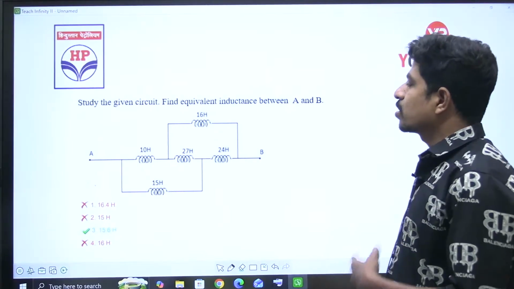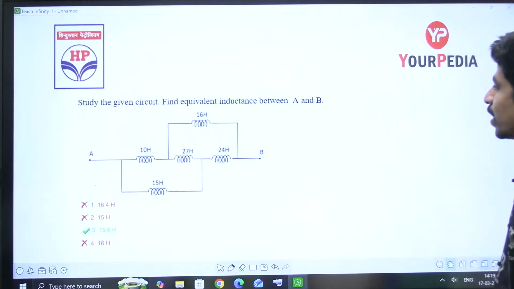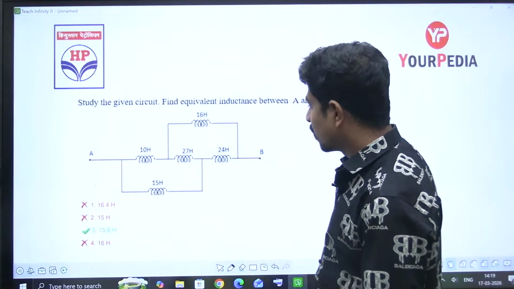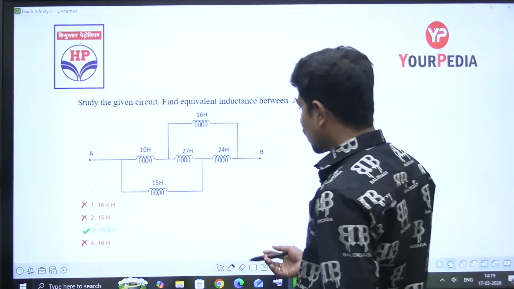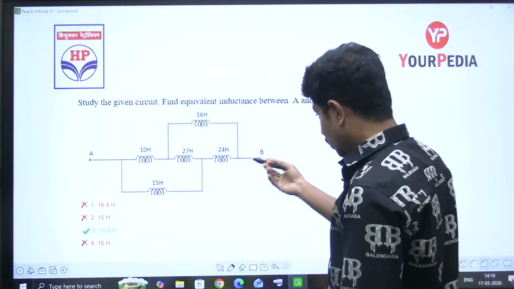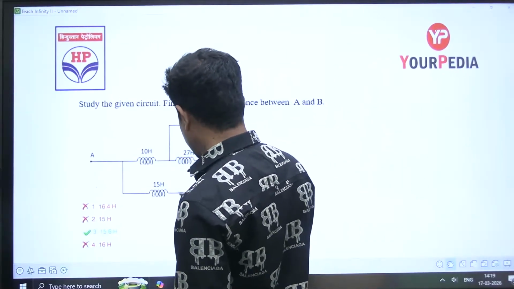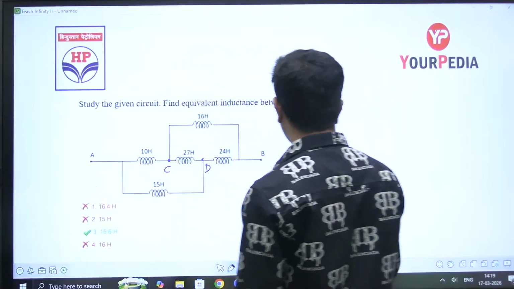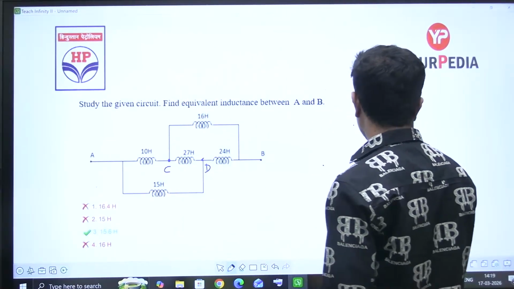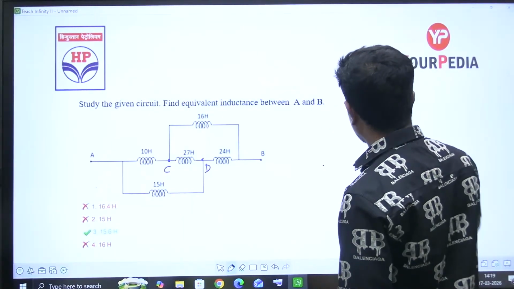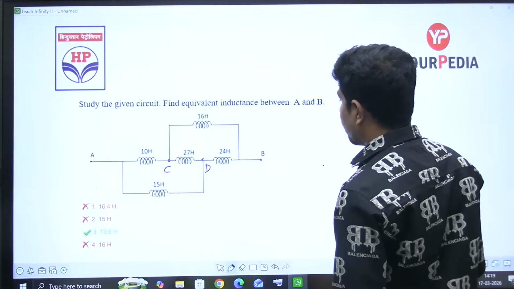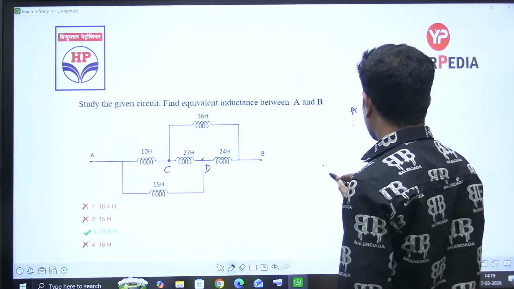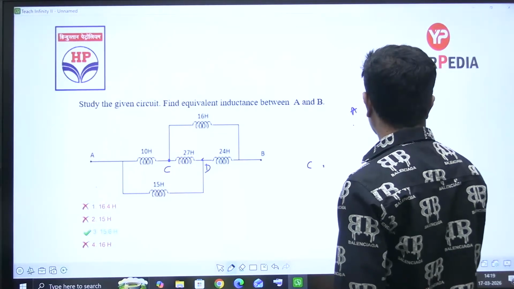Next question. Study the given circuit. Find the equivalent inductance between A and B. Now observe, I'm going to draw. Let me take the points as A, B, C, D. He is asking between A and B, right? Let me take this one as B, this one as C, this one as D.